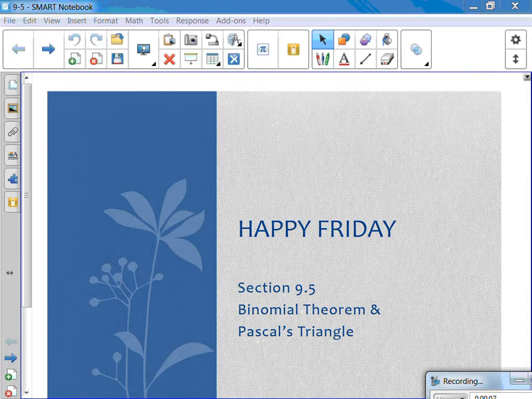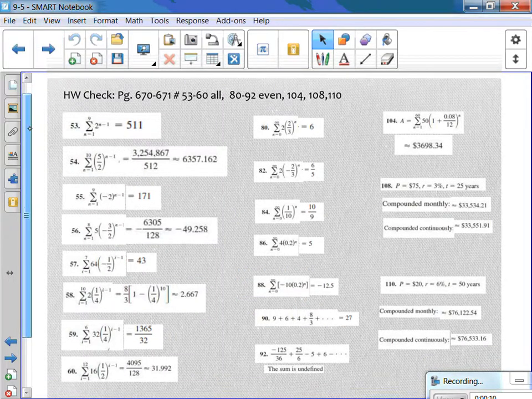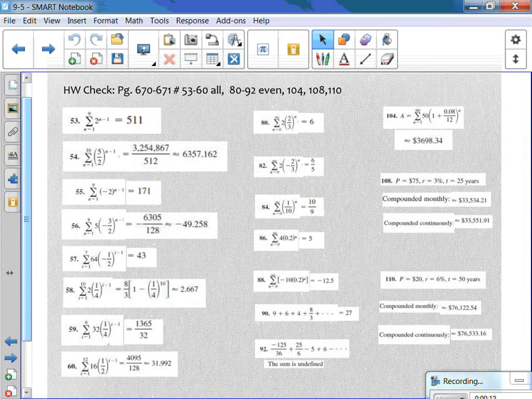The first thing, as usual, homework. Homework problems here. Each one is worth 5 points each. Once you checked it and recorded your scores, please turn them in.